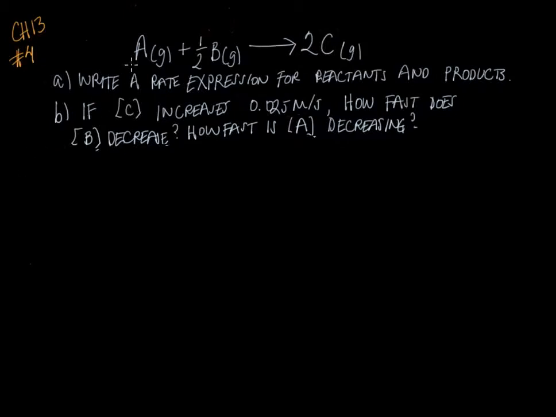In this chemical reaction, we've got A and B and C written, and we're asked to write a rate expression for the reactants and products. Remember that reactants go away or decrease in concentration, so we need to put a little minus here to remind ourselves of that. B will decrease, and C will increase in concentration as the reaction progresses.